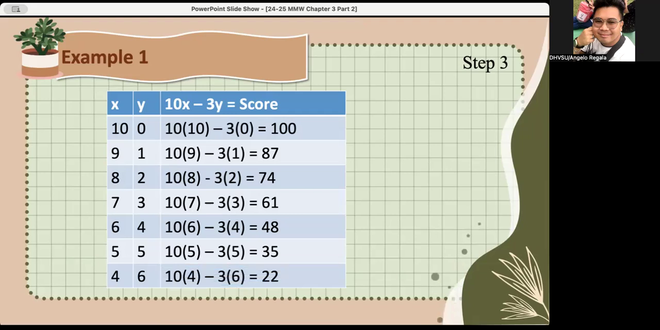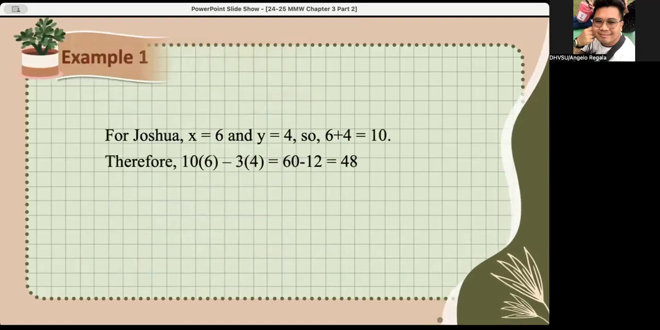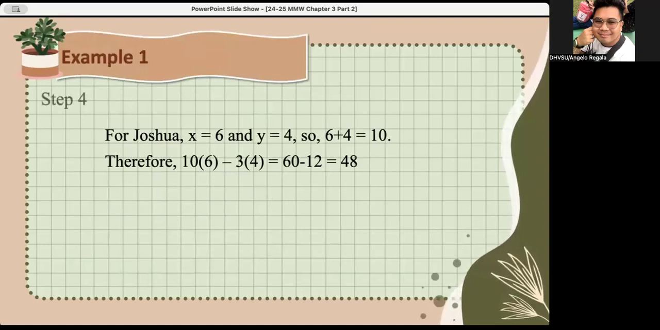So based on the table, our target is the score of 48. Looking at the table, Joshua got 6 correct answers and 4 mistakes. So therefore, Joshua got 4 incorrect answers. That's it.